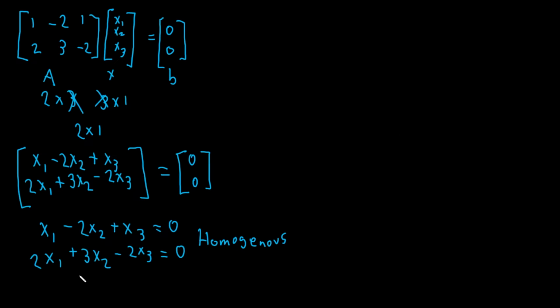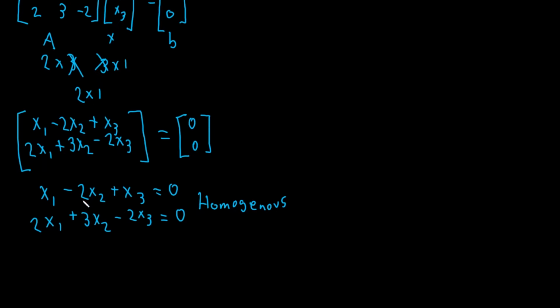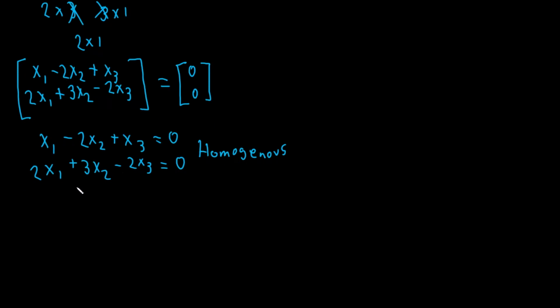Okay, so here we can create an augmented matrix like we've done before when given a system of equations like this. The first column is going to have coefficients of x1, the second column coefficients of x2, and the third column coefficients of x3. So the coefficients of x1 are 1 and 2, coefficients of x2 are minus 2 and 3, and the coefficients of x3 are 1 and minus 2. And we can add on a column of zeros because those are the constants. So this is the augmented matrix of our system of equations.